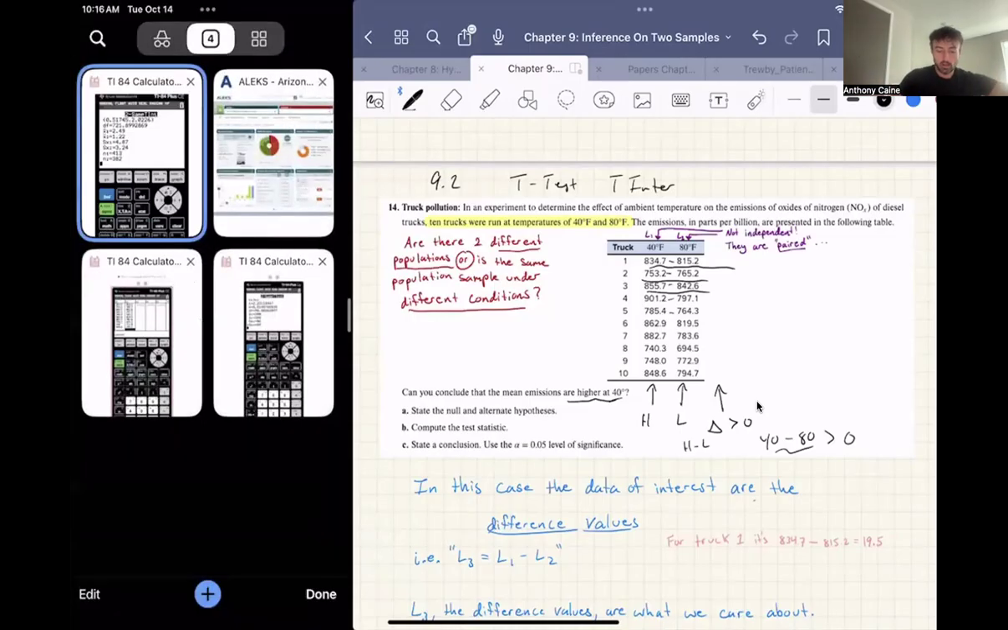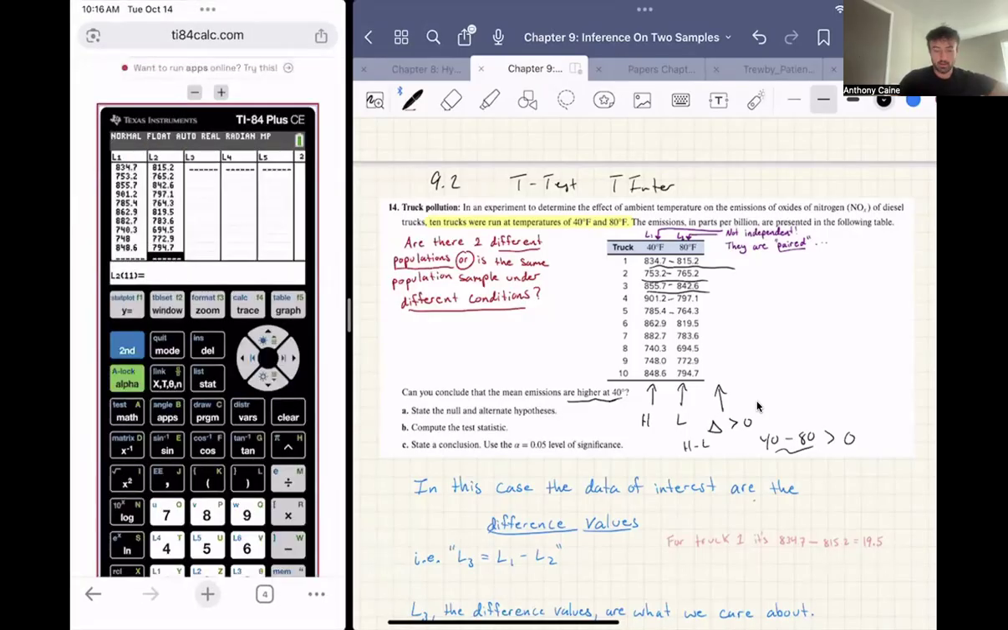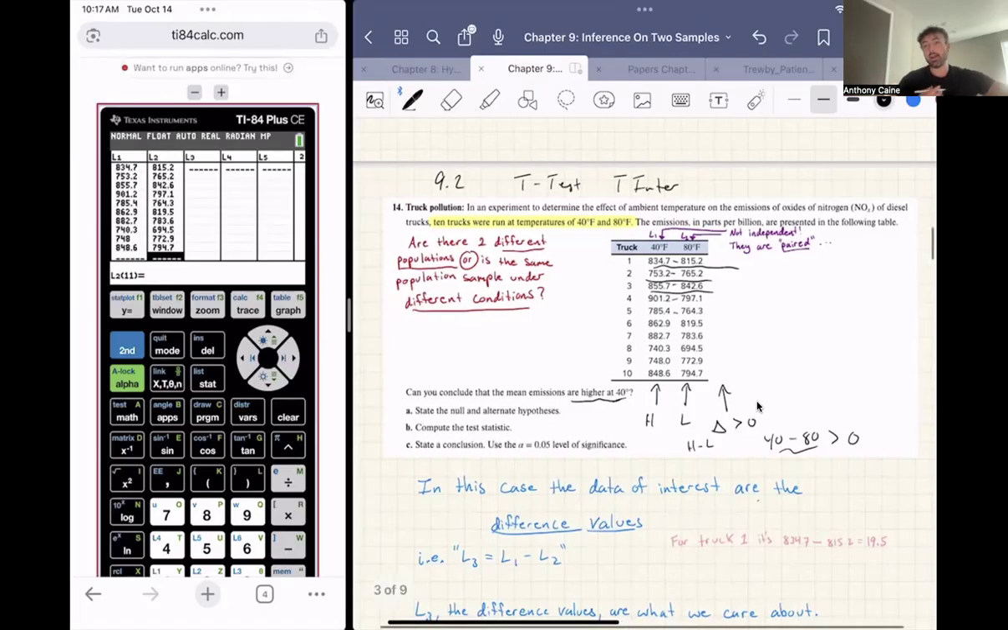So I believe I entered it here. Yes, I did. So you enter your data. And the hardest part of doing this type of test is that you need to be able to keep straight who is mu1 and who is mu2. I try to keep things positive. When it says we're checking to see if they're higher at 40, that means we're checking to see if the L1 list is bigger than the L2 list.